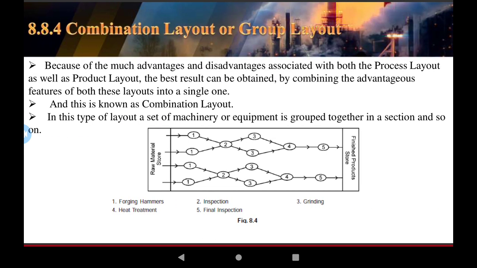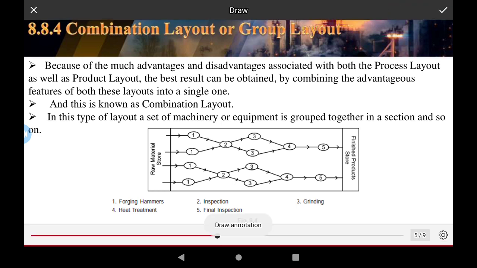Combination layout, or group layout: because of the many advantages and disadvantages associated with both the process layout and the product layout, a better result is achieved by combining the features of both layouts into a single operation. This is known as the combination layout.